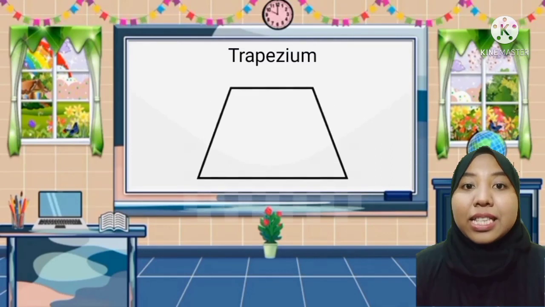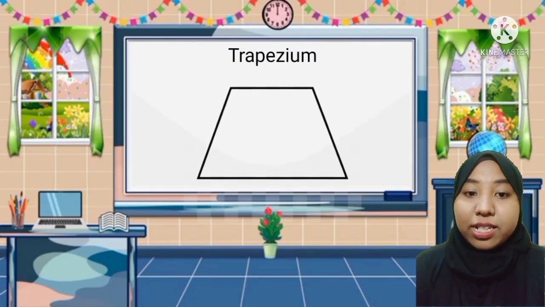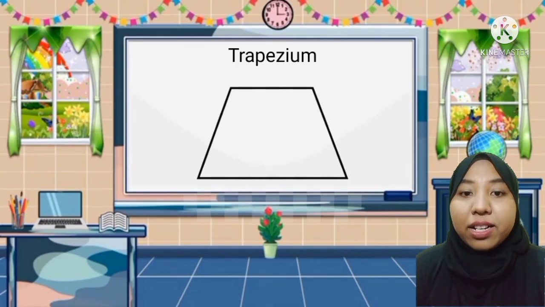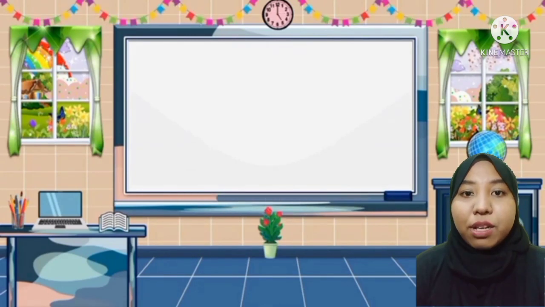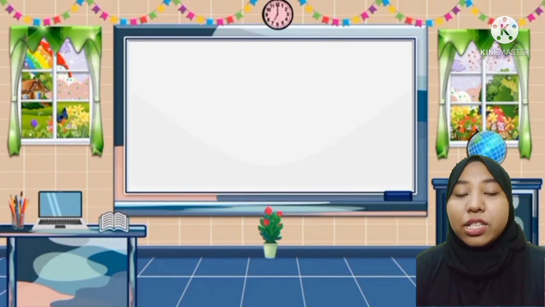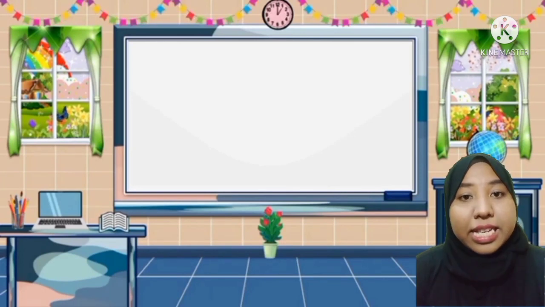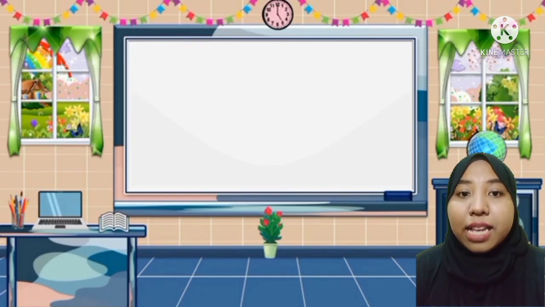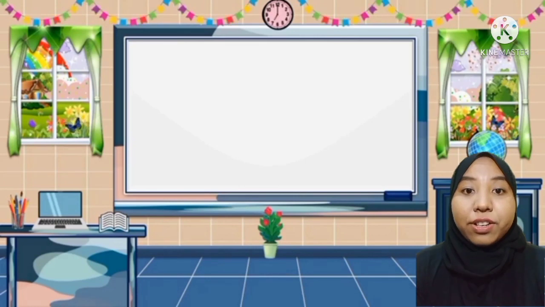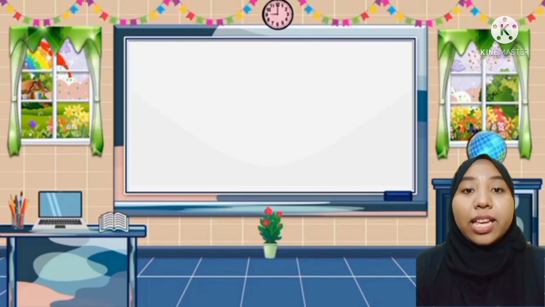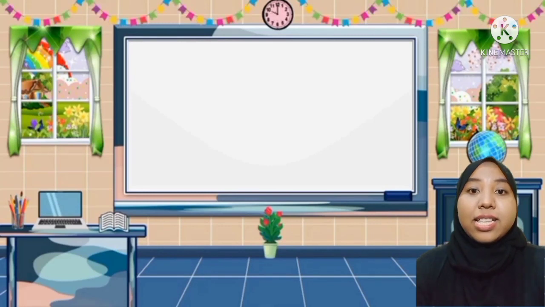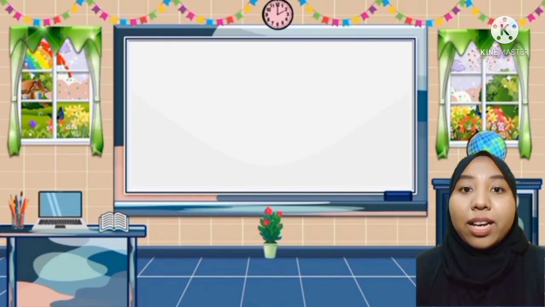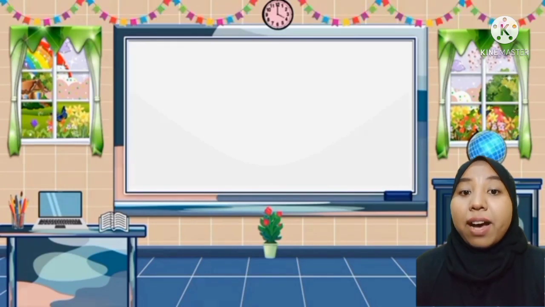A trapezium. A trapezium is a 2-dimensional shape formed by 4 edges, 2 of which are parallel but not the same length. Types of trapezium. First, an isosceles trapezoid is a trapezoid whose non-parallel edges are the same length. A right angle trapezoid is a trapezoid in which the non-parallel edges are unequal and one of the non-parallel edges is perpendicular to the parallel sides.